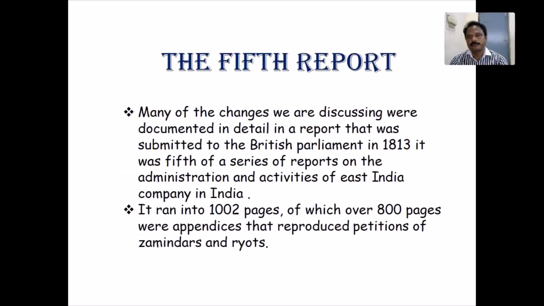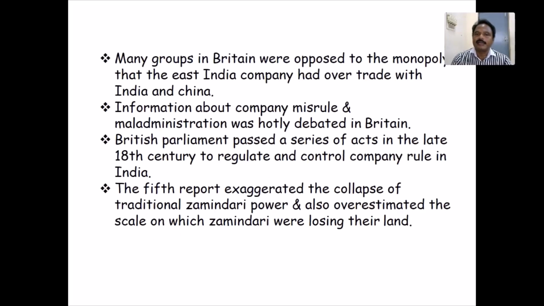The Fifth Report. Normally, in the East India Company, what happened? Every year they used to send a report. If you see the Fifth Report, which was submitted in the year 1813, it ran into 1002 pages, of which over 800 pages were appendices that reproduced the petitions of Jamindars and ryots. The main object of the report was to bring the grievances and problems of the Jamindars and ryots before the British Parliament. So the British Parliament thoroughly examined this report, and according to that, they would take actions.